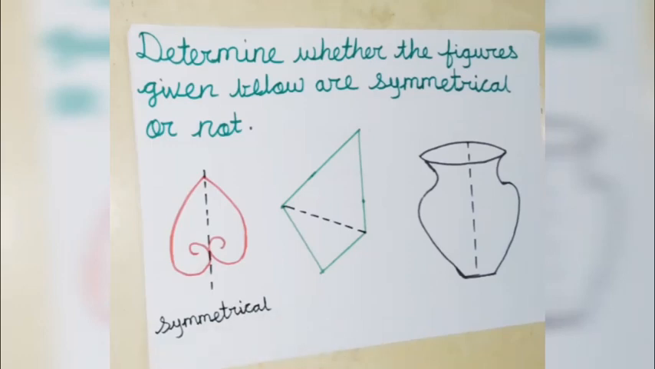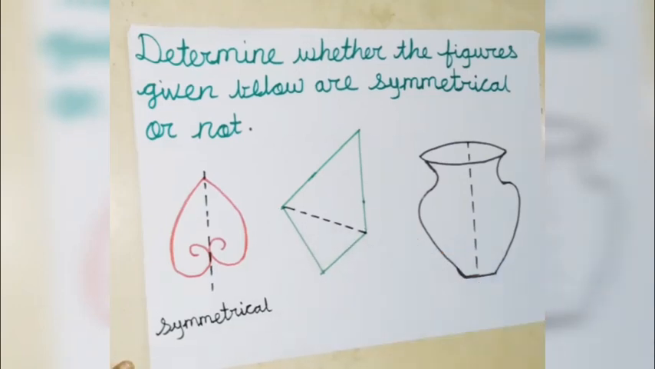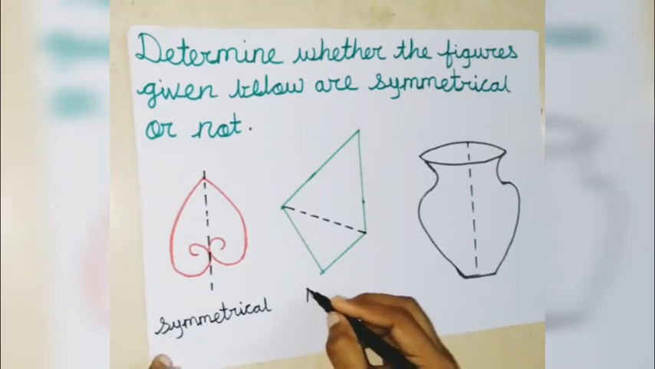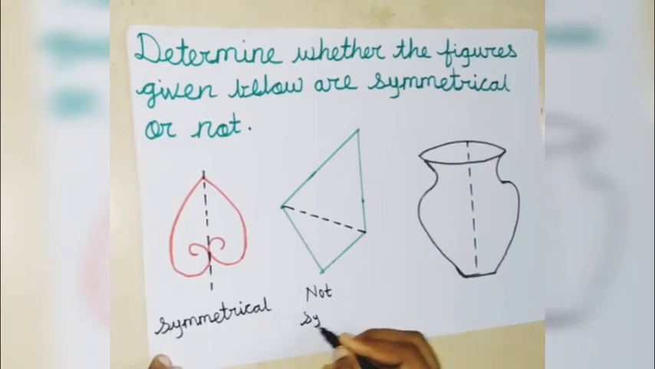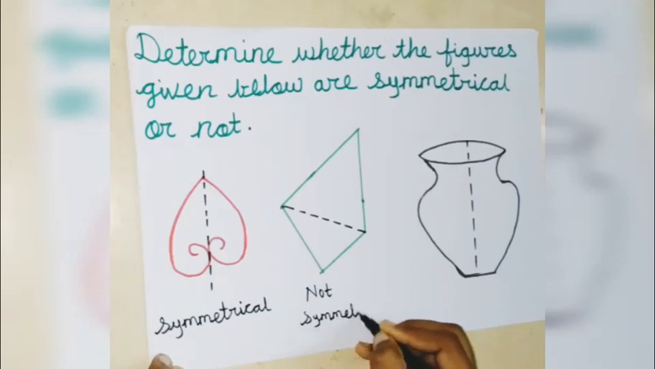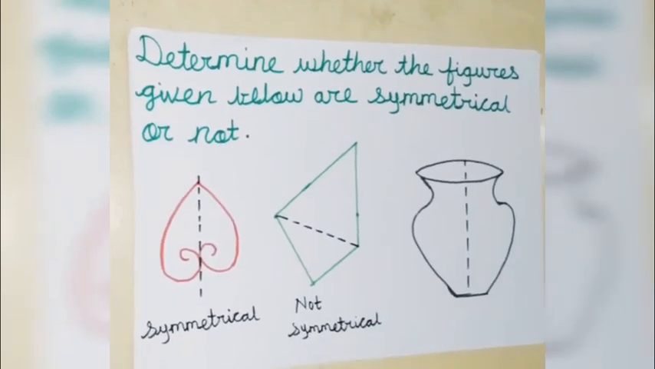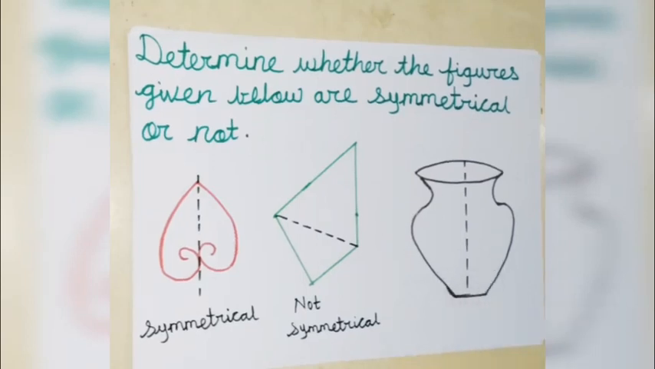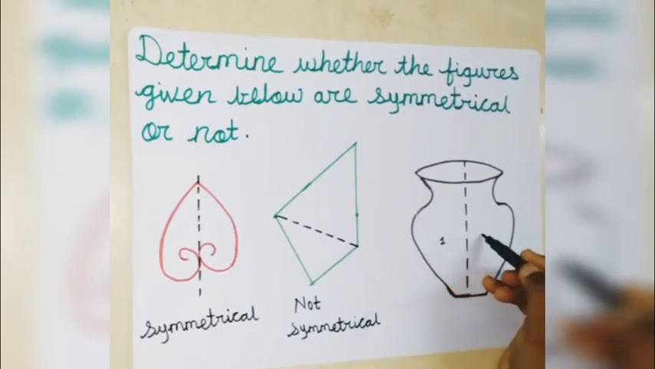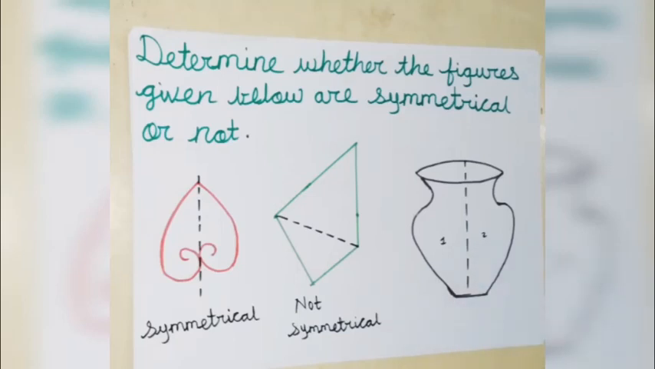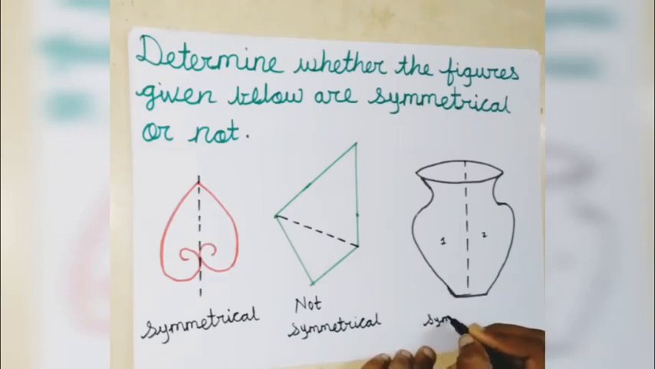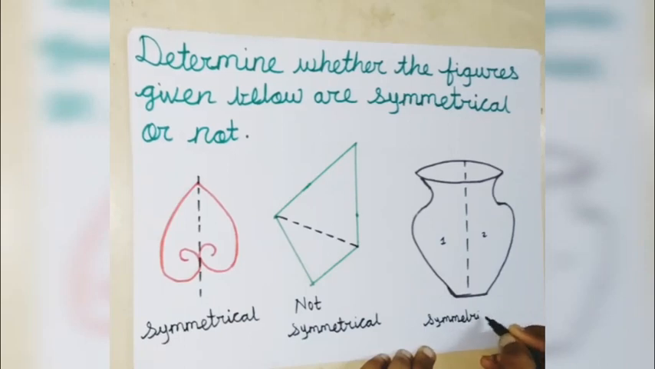See the next example. Are both the sides looking similar? No. So it is not symmetrical. See the third example. Are both the sides of the pot looking similar? This is part 1, part 2. Yes, they are looking similar. It means this is a symmetrical figure. So we will write here symmetrical.